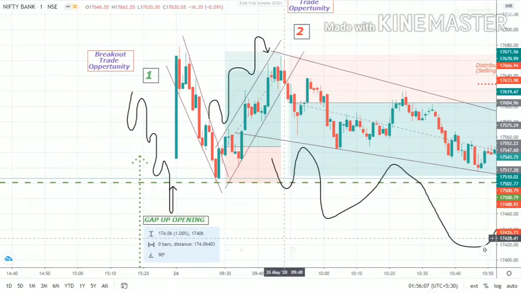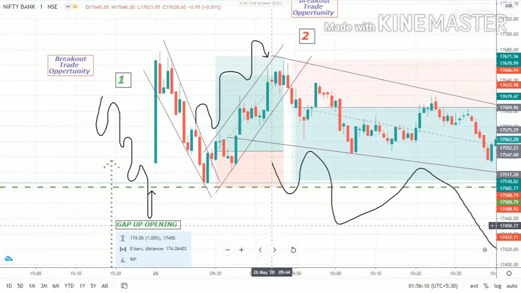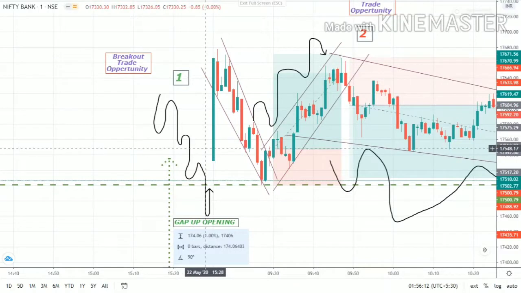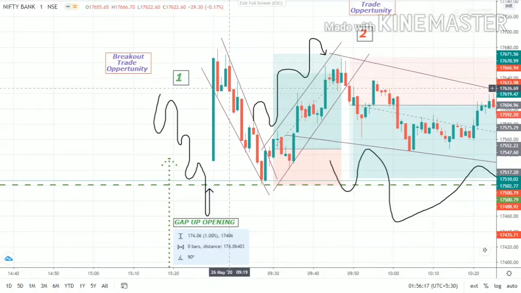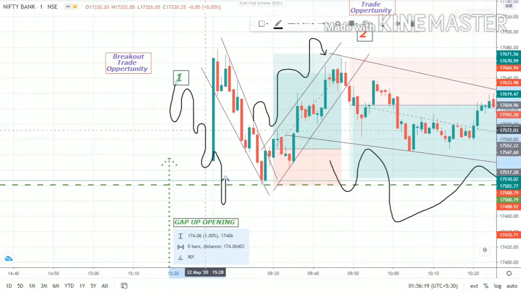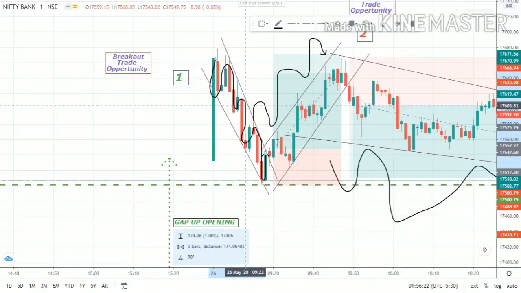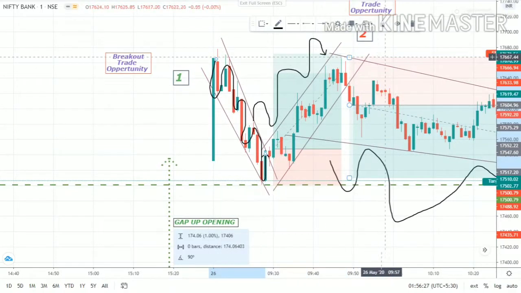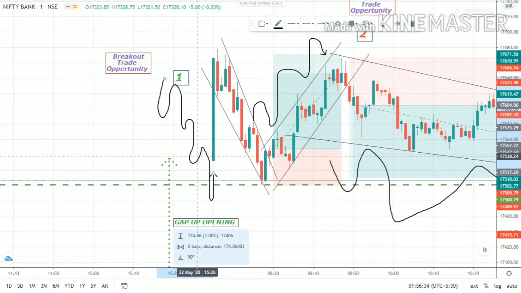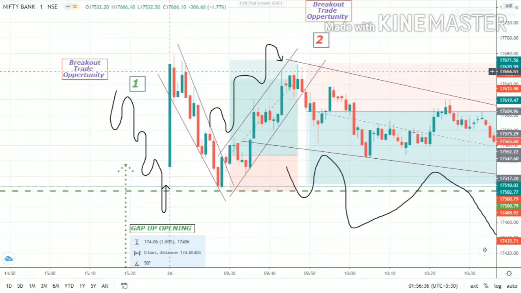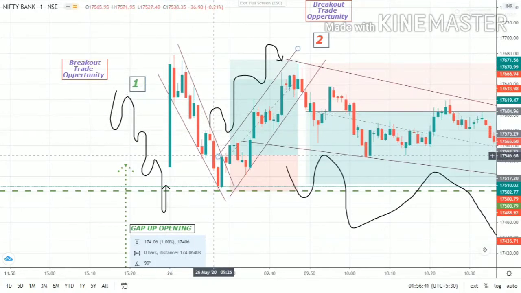So let's start with the first one. After opening, just look for it. After a huge opening, any stock always tries to retrace a bit and comes down a bit. If a range is forming like here, and it is decreasing in a particular range, then if the range breaks on the upper side, it will go and touch the resistance.